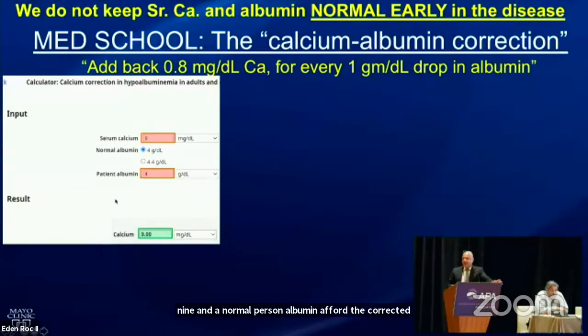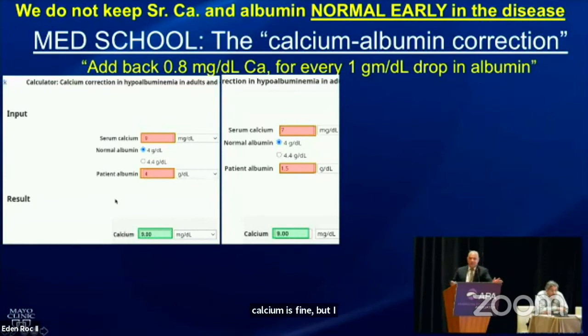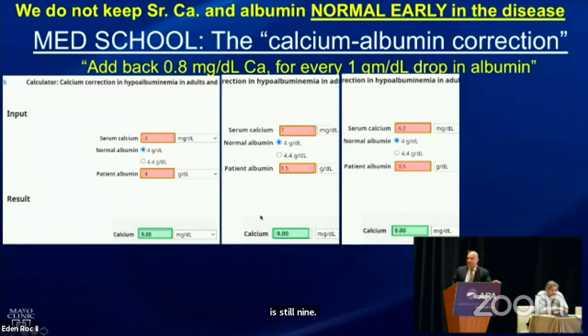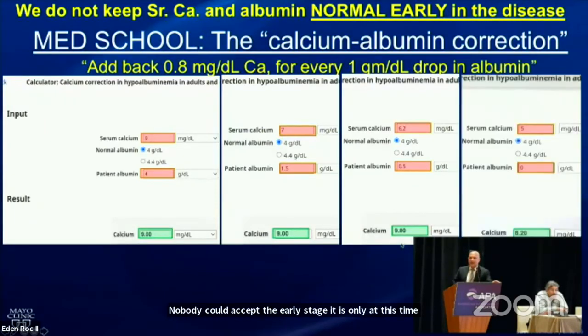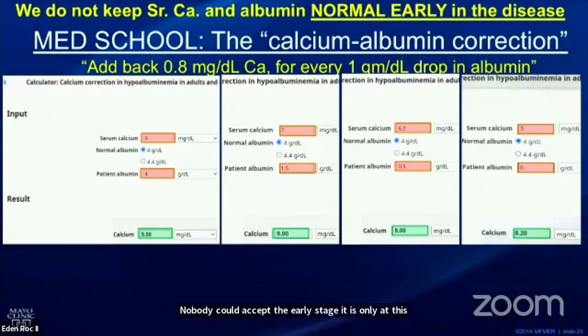Good. Now I get sick and I go to the hospital. My calcium drops to 7, albumin to 1.5. The corrected is still 9. You can do this on any calculator. I'm pretty sick now. I'm in the ICU. My calcium 6.2, albumin 0.5. My corrected calcium will still be 9. Nobody corrects at the early stage. It is only at this stage that we correct. And then I'm dead with a calcium of 5 and albumin of 0, and it's still 8.2.